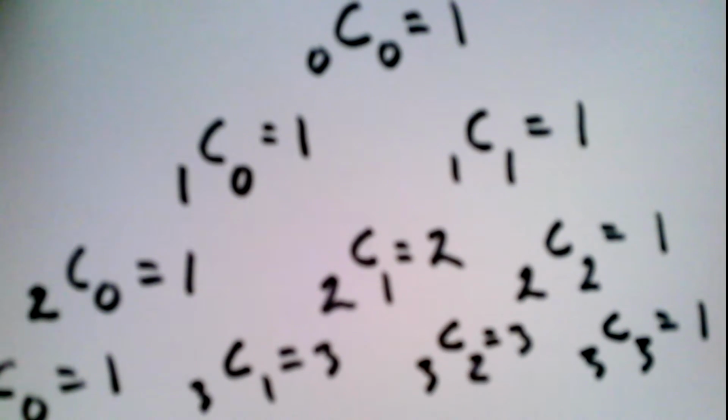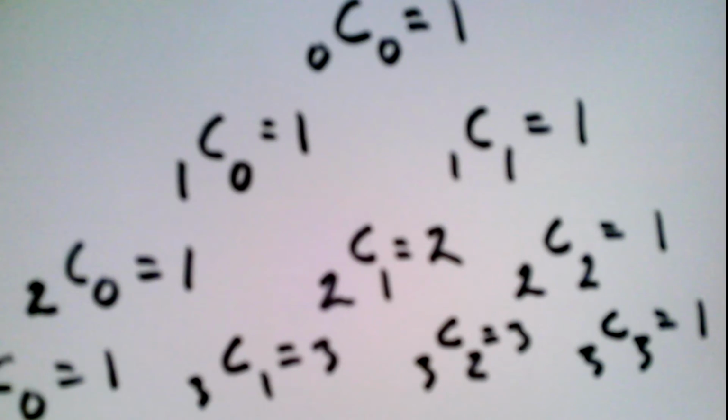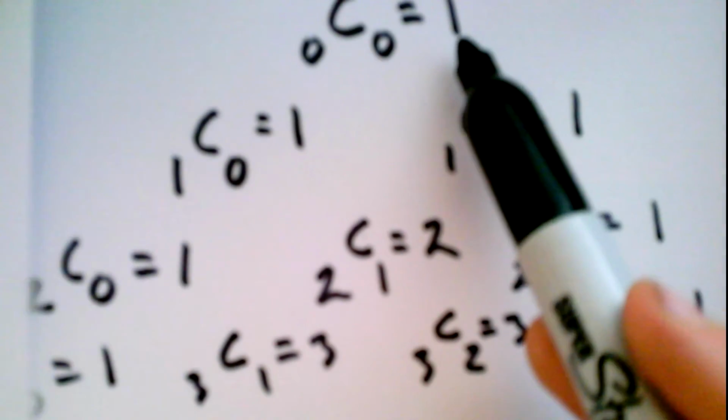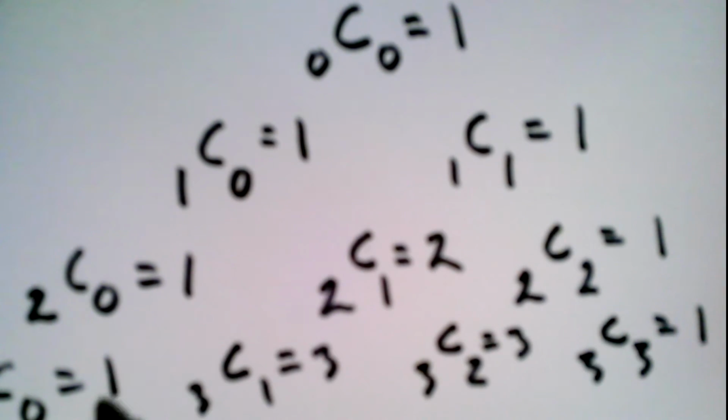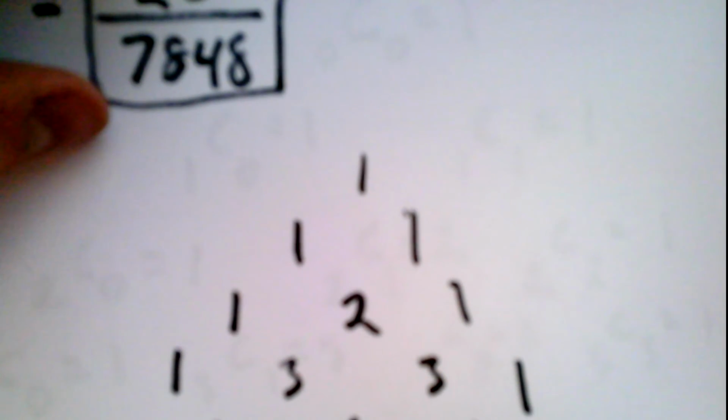We notice we have this pattern, and it's going 1, 1, 1, 1, 2, 1, 1, 3, 3, 1. And if we look at our triangle, those are the first 4 rows of Pascal's triangle.